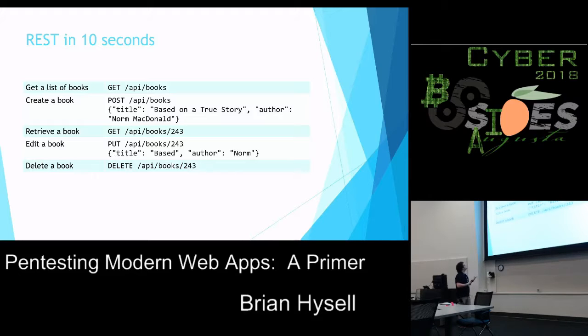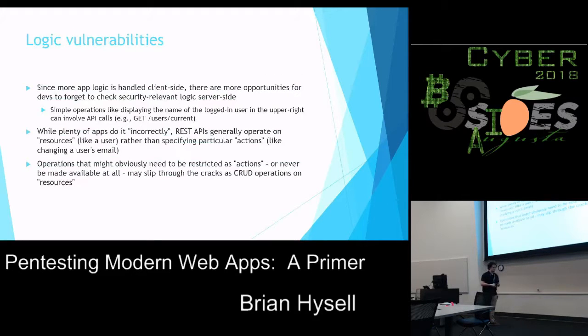So if I want to get a list of all the books, do GET /api/books. Want to create a book, do a POST to that same URL. Want to retrieve a book, okay, I've got an ID for that, do a GET, edit, same URL, but with a PUT or more rarely a PATCH. And these are just HTTP request methods. If I want to delete a book, I just use the DELETE request method.